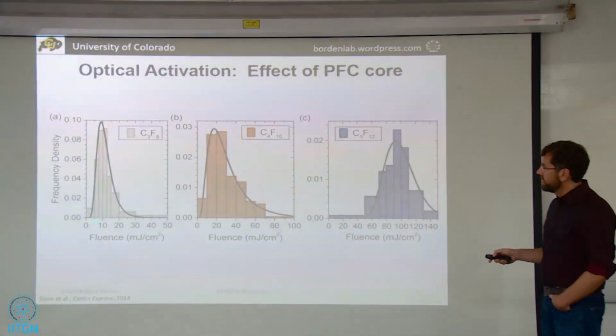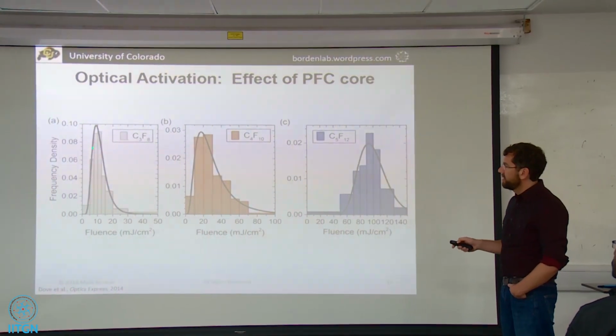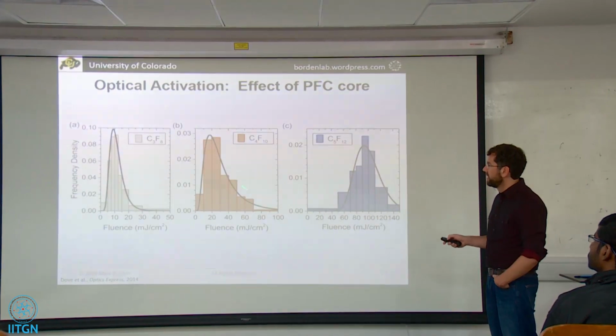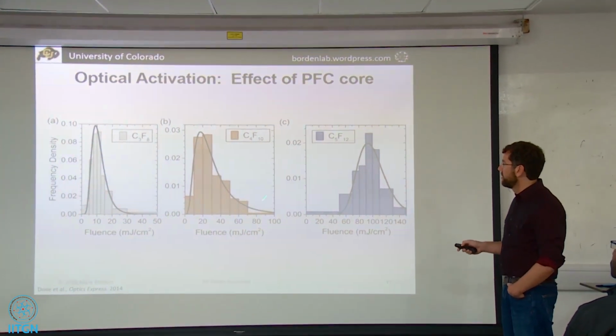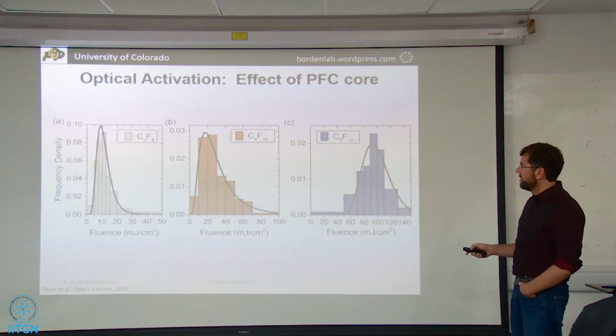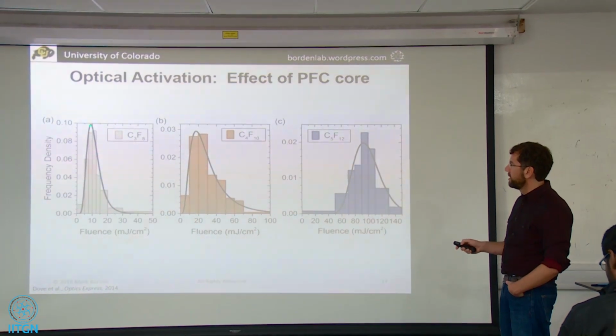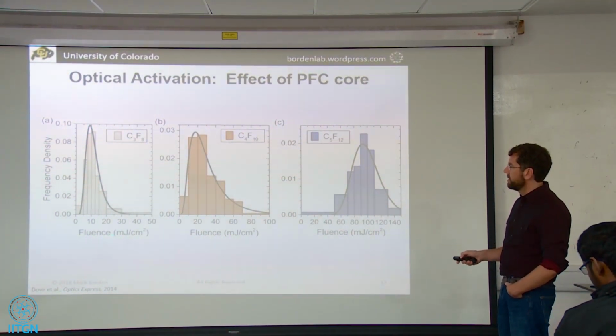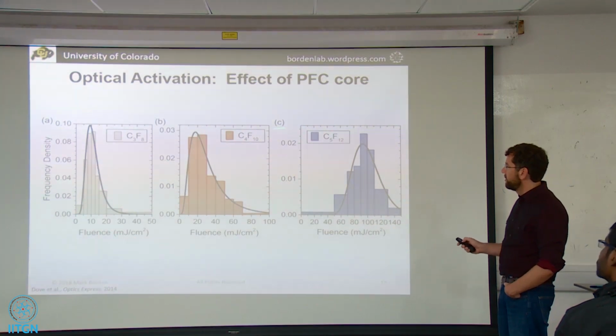What's kind of interesting, so we were able to make C3, C4, and C5, and this is the percent of droplets that vaporize as a function of fluence. So you often see this log normal type distribution, but you can see that the median fluence is increasing from C3 to C4 to C5.